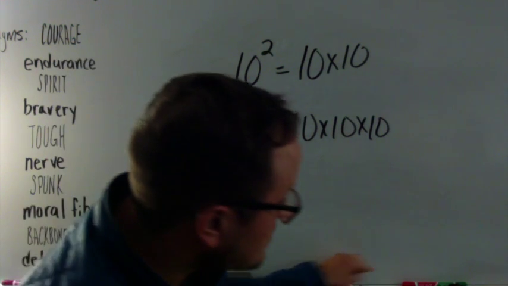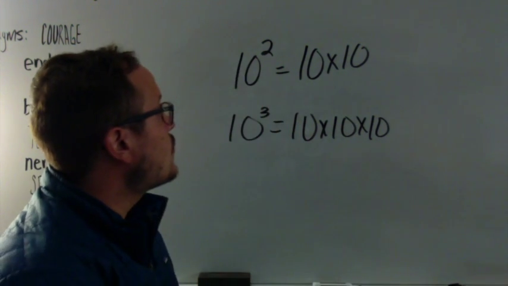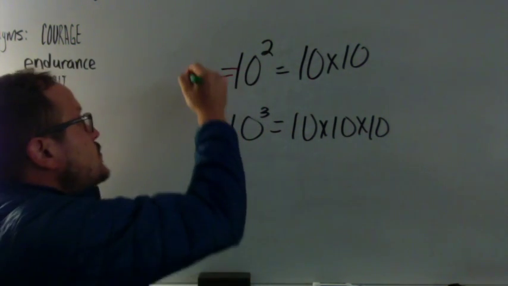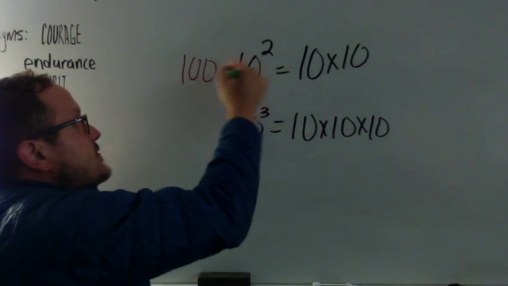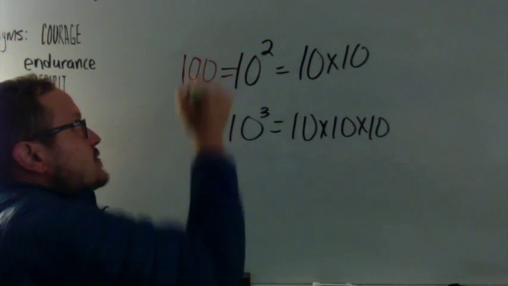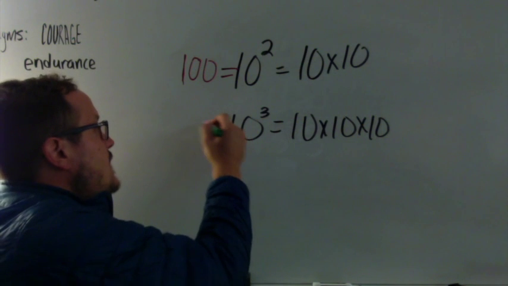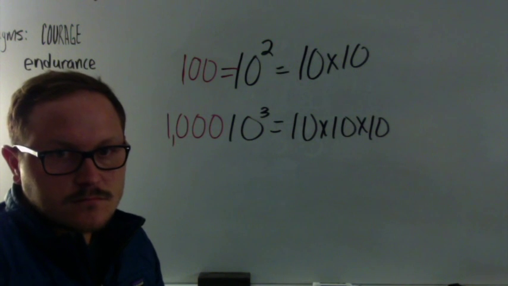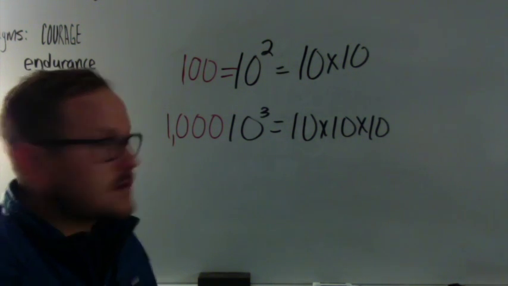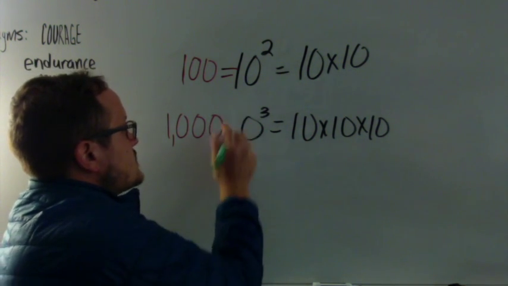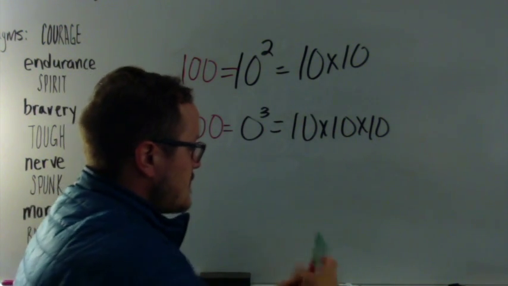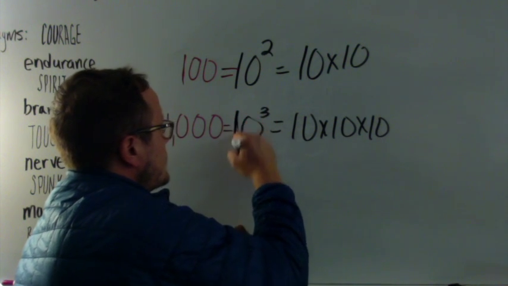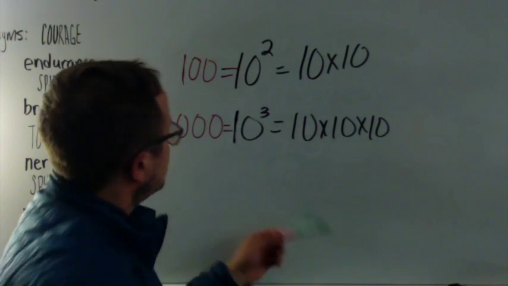And now, I'll do it in a different color. We can see that this over here is equal to 100, or a 1 with 2 zeros. And this is equal to 1,000, or a 1 with 3 zeros. That got really confusing because I didn't put an equal sign there. Apologize. How about that? That's not bad.